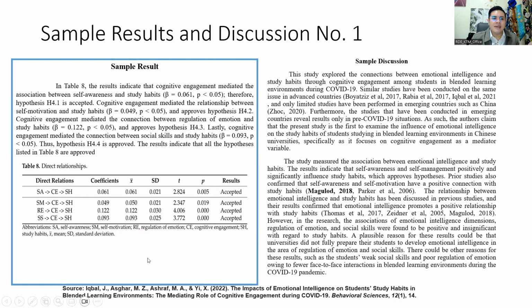As shown in the trends in data, with table 8, the direct relationship, and you can see the abbreviations below. SA stands for self-awareness, SM for self-motivation, RE for regulation of emotion, CE is for cognitive engagement, SH for study habits, and mean and standard deviation. Now, this is the sample discussion of that result.